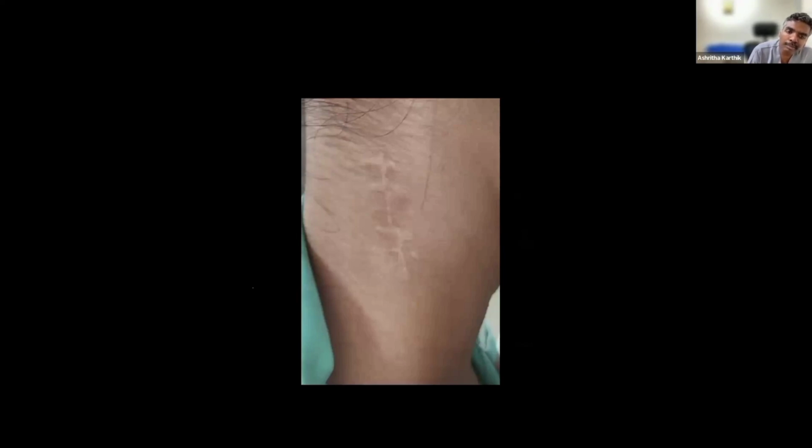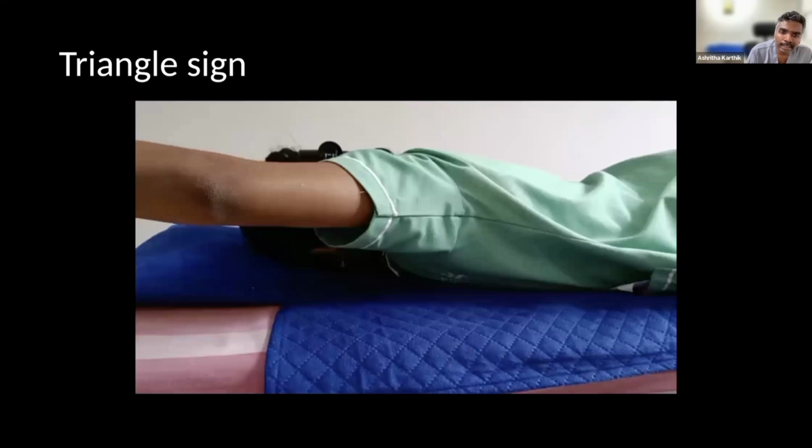This is a spinal accessory nerve palsy. This patient had a cervical node biopsy, which injured her spinal accessory nerve, and she didn't recover at all. So this is again something you can't miss. This is very rare, but still we've seen a few patients like this running around, getting all sorts of treatment. This is a triangle sign.